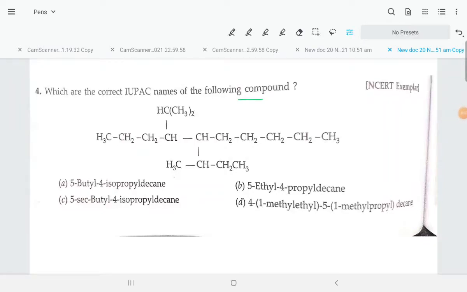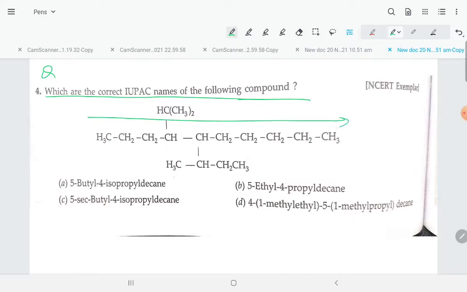Hi students, let us try to understand one more problem. Which of the following is the correct IUPAC name of the compound? So dear student, there are possibilities: you can go in this direction or in this direction. We have to see how many carbons are there, because from here to here is not possible, and this to this is not possible, because branching arises from here.